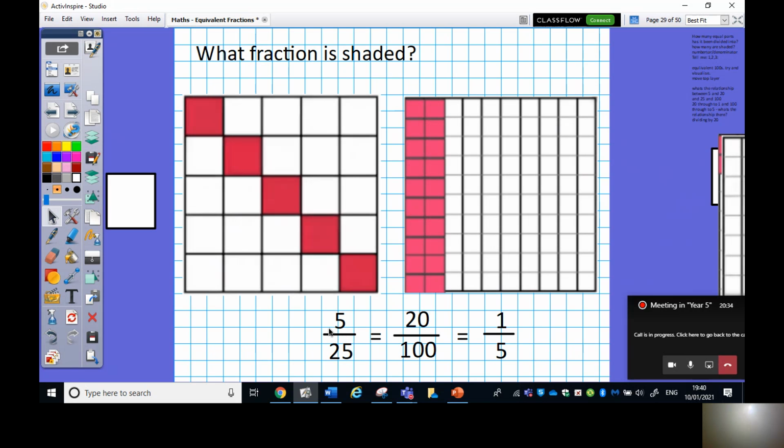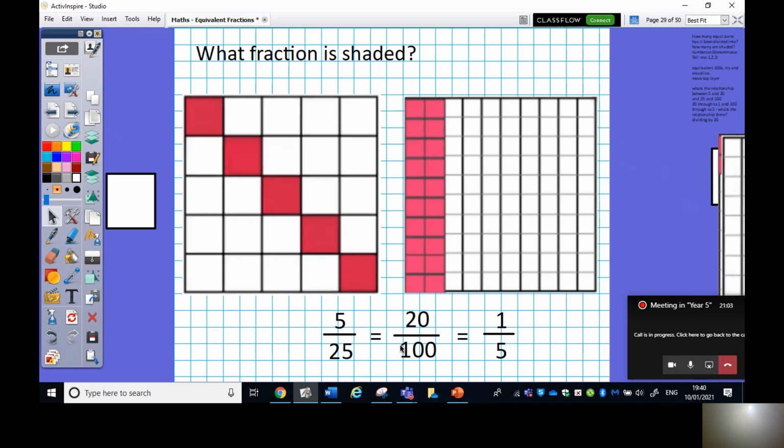Okay. Let's take a look at the relationship between 5 and 20, and 25 and 100. 5, 20. I need to multiply 5 by what? Yeah, 4. Good. To get 20. What must I multiply 25 by? 4 as well to get 100. That's right.